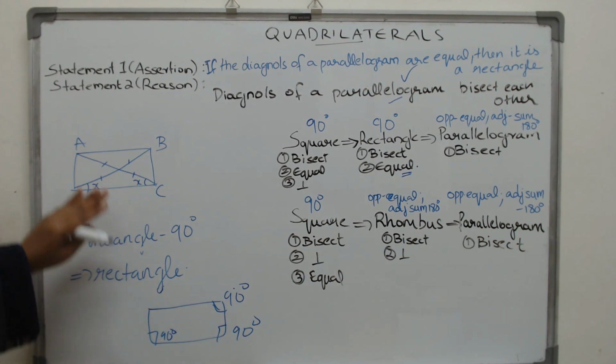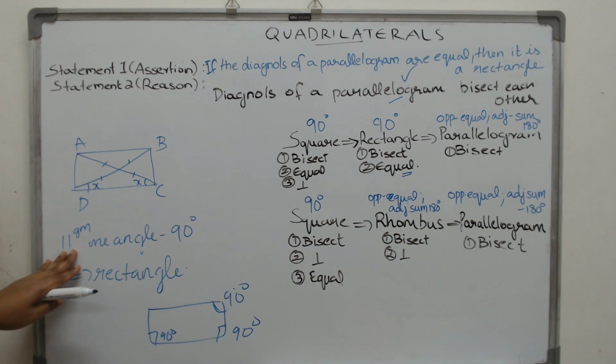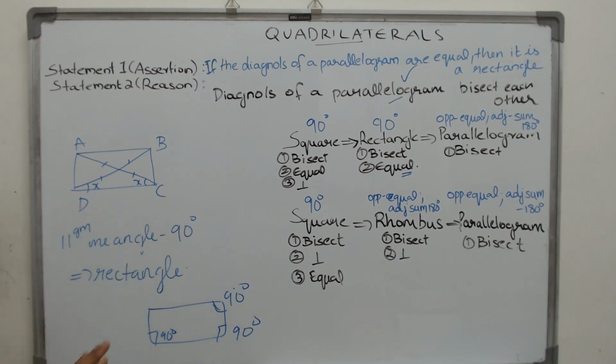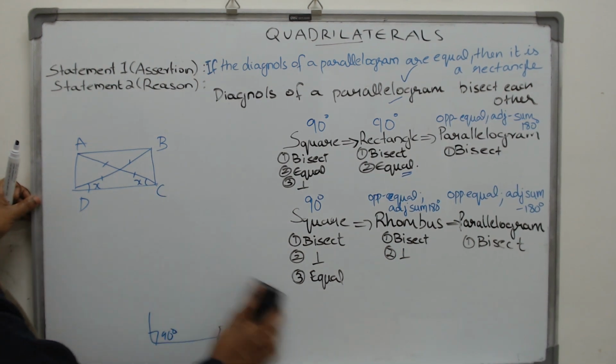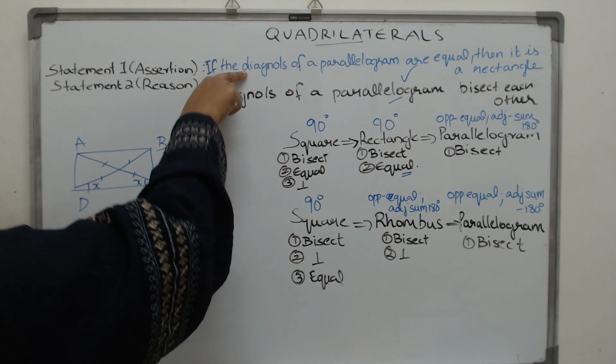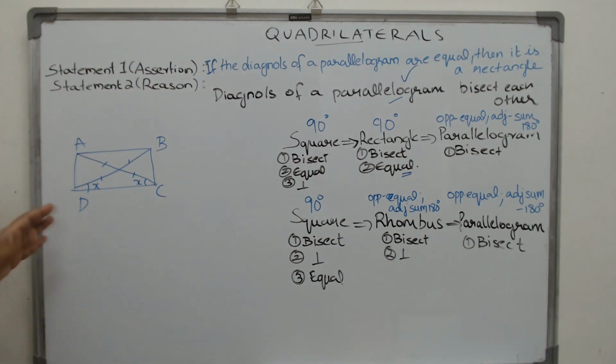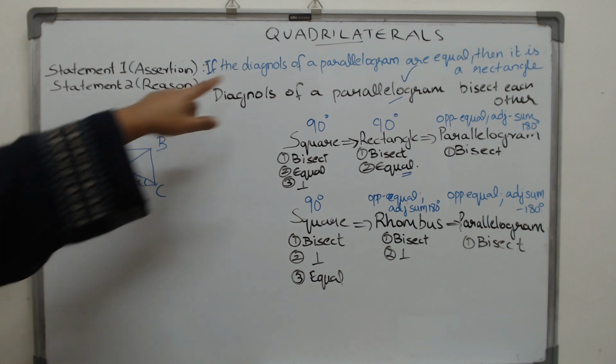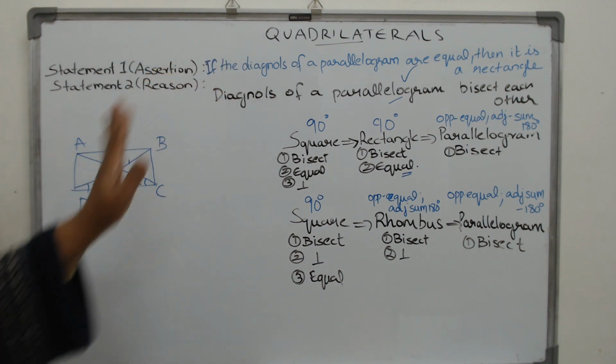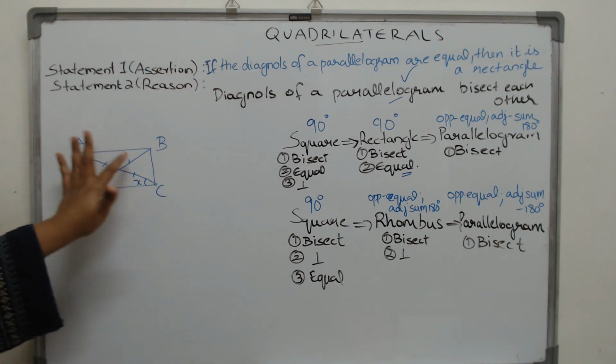Now this is the reason. If you have a parallelogram and one angle is 90, then it is a rectangle. This is the direct reason. What you have here will lead to that direct reason. How will it lead to that reason? Look at the diagonals. If they are equal, they will cut each other into 4 equal parts.